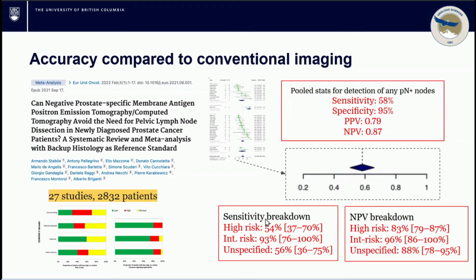But if you break it down between high risk and intermediate risk for sensitivity and negative predictive value, you see that the test characteristics are, for intermediate risk at least, much better. Sensitivity for intermediate risk prostate cancer was really good. It's 93%. And then the negative predictive value was as high as 96%. And yes, the lower bounds of the confidence intervals are 76 and 86%. But that's still a negative predictive value of close to 90% at the worst for intermediate risk.